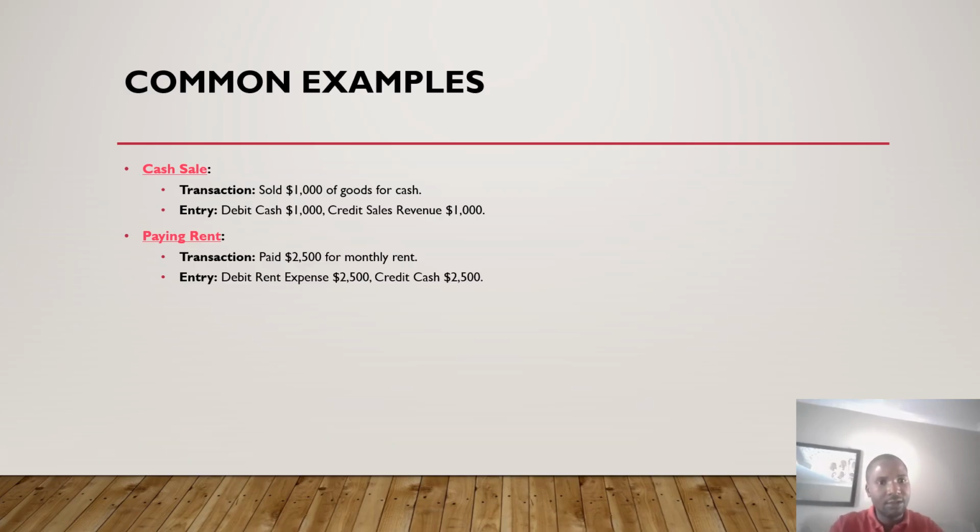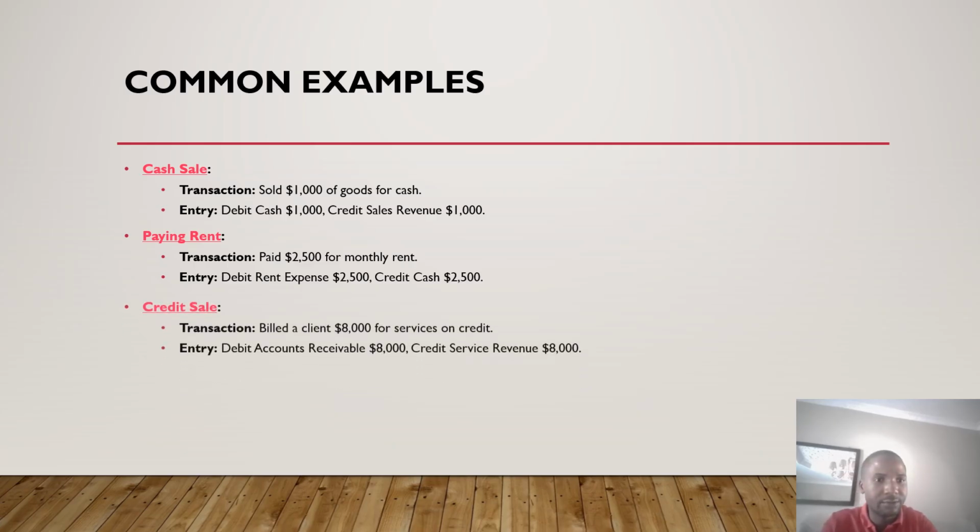Another transaction, we're paying rent. So we paid 2,500 for monthly rentals. This transaction affects two accounts. The cash account, which decreases, therefore it will be a credit to the asset account of cash, and the rental expense of 2,500 will be debited because there's an increase in the expense account.